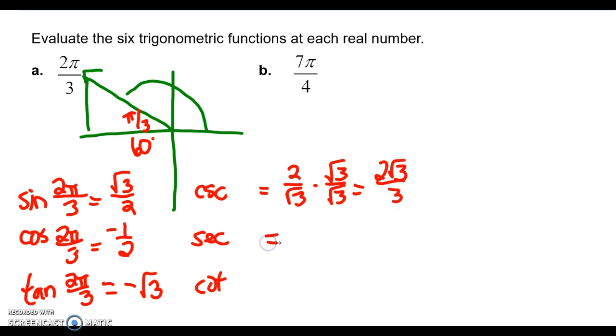Secant's easy. Reciprocal of negative 1/2 is negative 2. And then cotangent would be negative 1 over rad 3. And again, we have to rationalize. So we get negative rad 3 over 3. I'm not going to do 7 pi over 4 because really that's the same thing as 315 degrees, and we did that in a previous example.